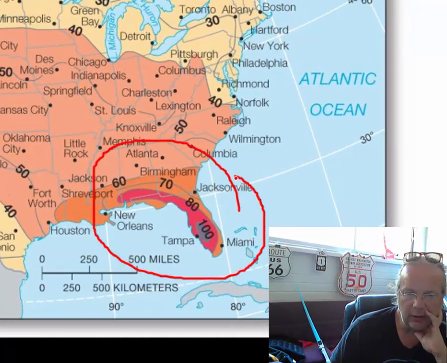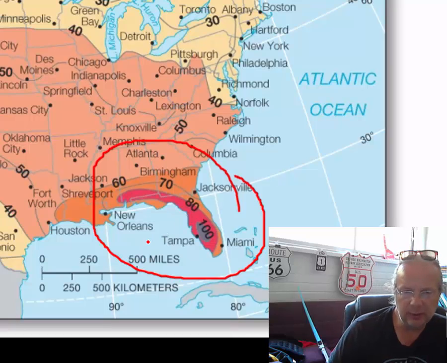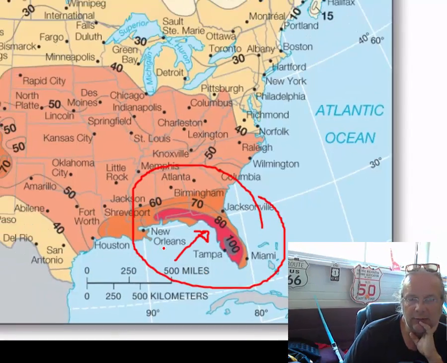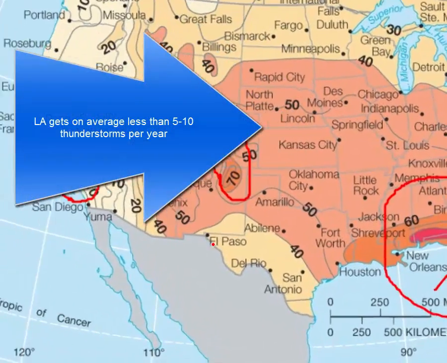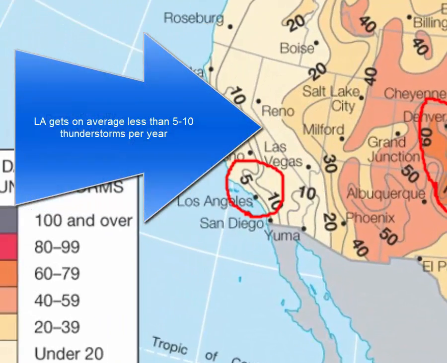Far and away, Florida leads the United States in thunderstorm frequency. People who go to Disneyland often remark, "Hey, I thought I was going to sunny Florida, but it rained very hard every afternoon." And that frequently will happen. 100 out of 365 days a year, they will have a thunderstorm just in central Florida. Los Angeles, 5 to 10 a year in a good year.